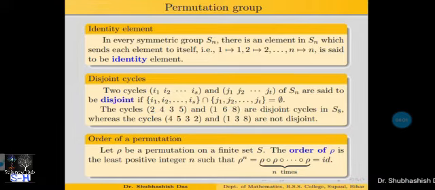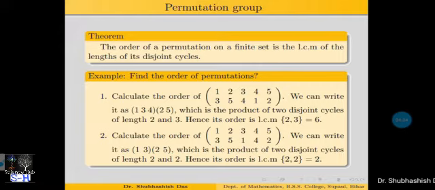Order of a permutation. Let rho be a permutation on a finite set S. The order of rho is the least positive integer n such that rho to the power n, that is rho composed with itself n times, is equal to the identity. Here is a very important theorem to calculate the order of a permutation. The order of a permutation on a finite set is the LCM of the lengths of its disjoint cycles.